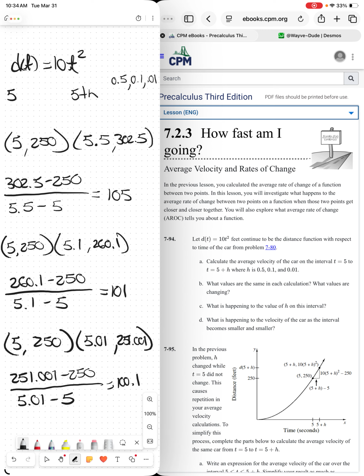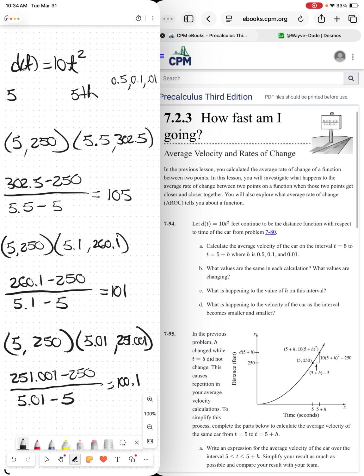Okay, so what's happening to the value of h, right? It's approaching 0. What is happening to the velocity? It's approaching 100. Okay, so understanding that idea of as h approaches 0 is where we're going. So as these 2 points get closer and closer together, we're approaching something, right?